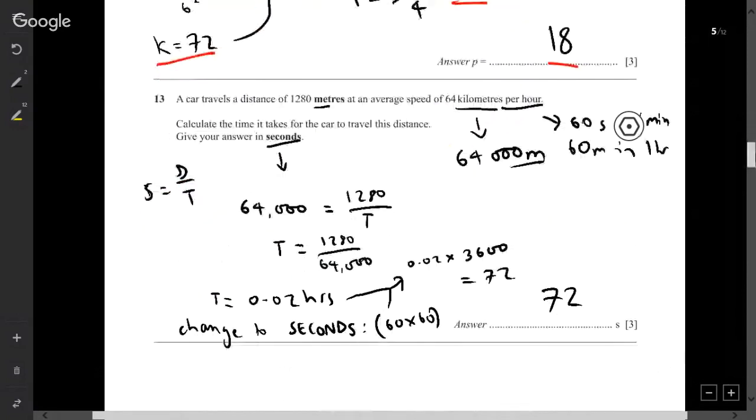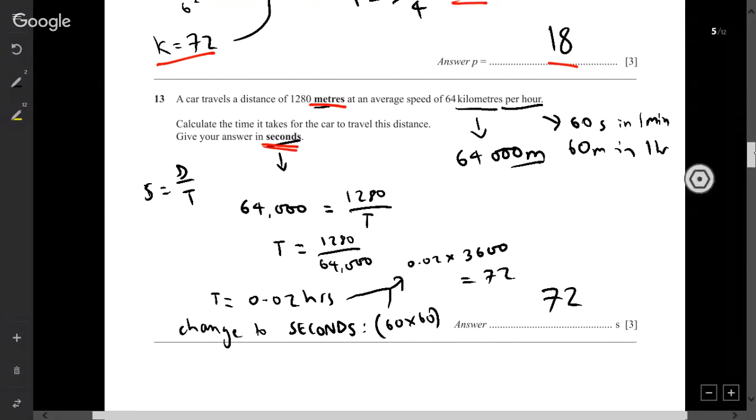Okay, number 13. A car travels a distance of 1,280 meters at an average speed of 64 kilometers per hour. Okay, immediately, bells ringing, 2 different units. Interesting. Right. Calculate the time it takes for the car to travel this distance. Give your answer in seconds. Okay. Right. So we're in meters, kilometers, hours, and seconds. This is a bit of an issue for us.